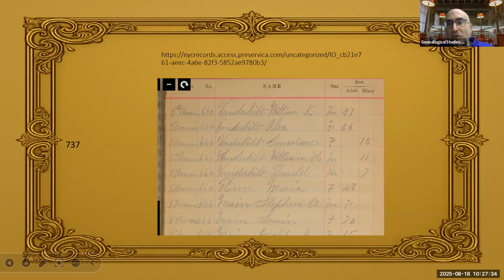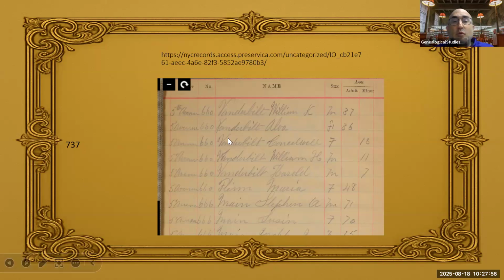I used a city directory, which I'll explain in a moment, to find the address of the Vanderbilts, which was 660 Fifth Avenue. And within volume 737, I found Fifth Avenue and then I found the number. So it didn't take nearly as long as it would have, even though it was unindexed.